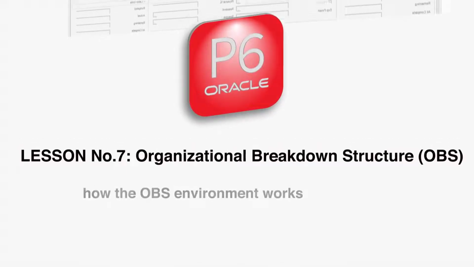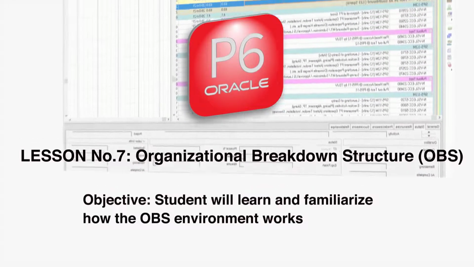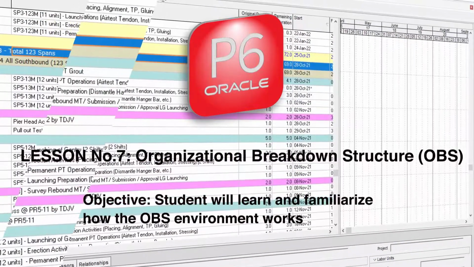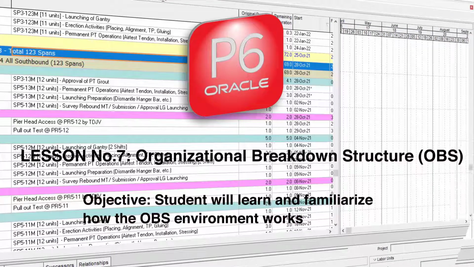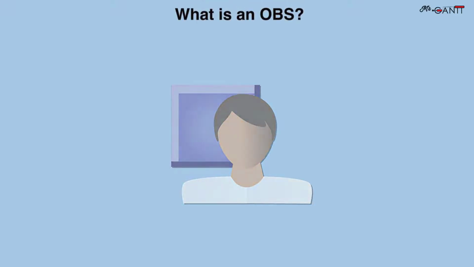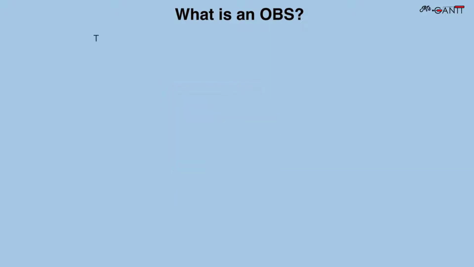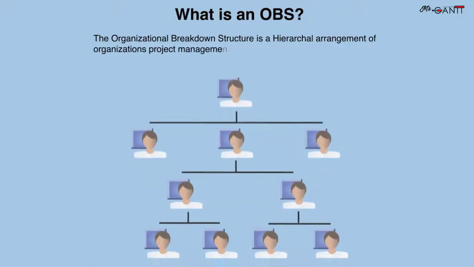Lesson number 7, Organizational Breakdown Structure, or OBS. Objective: student will learn and familiarize how the OBS environment works. What is an OBS? The Organizational Breakdown Structure, or OBS, is a hierarchical arrangement of the organization's project management structure.